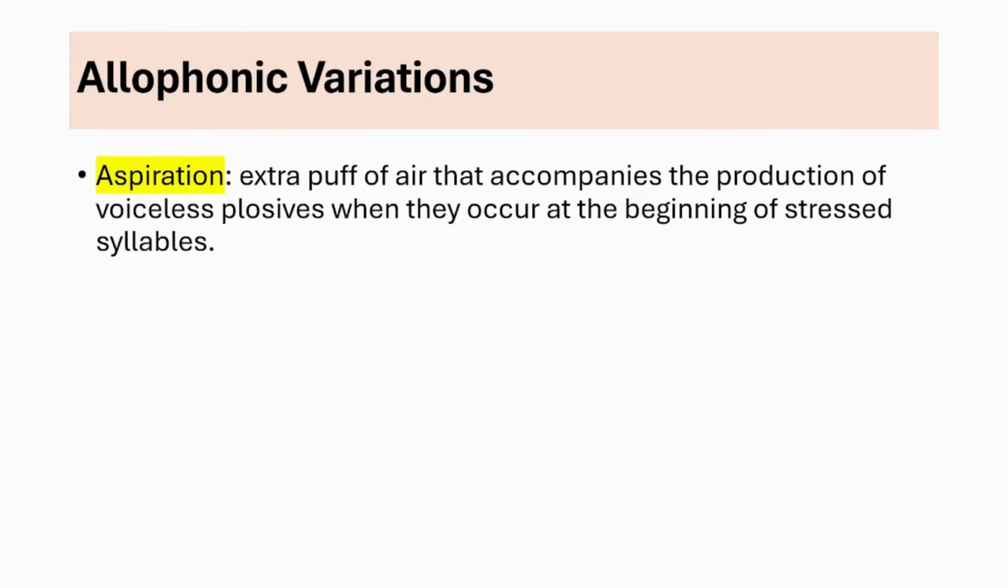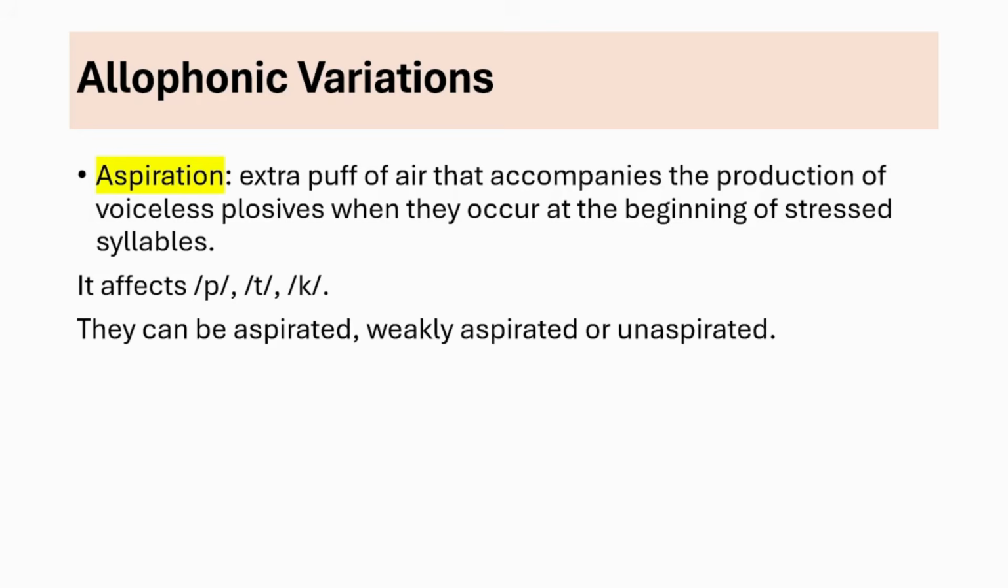Aspiration is the extra puff of air that accompanies the production of voiceless plosives when they occur at the beginning of stressed syllables. There is a voiceless interval between the release of the plosive sound and the onset of the following stressed vowel sound. This process affects p, t, k. That's to say, it affects voiceless plosive sounds. These sounds can be aspirated, weakly aspirated, or unaspirated.